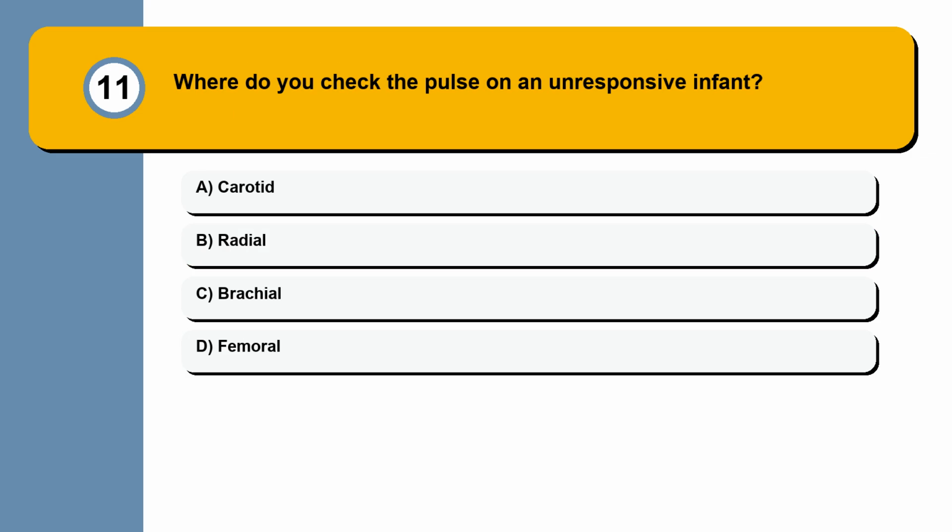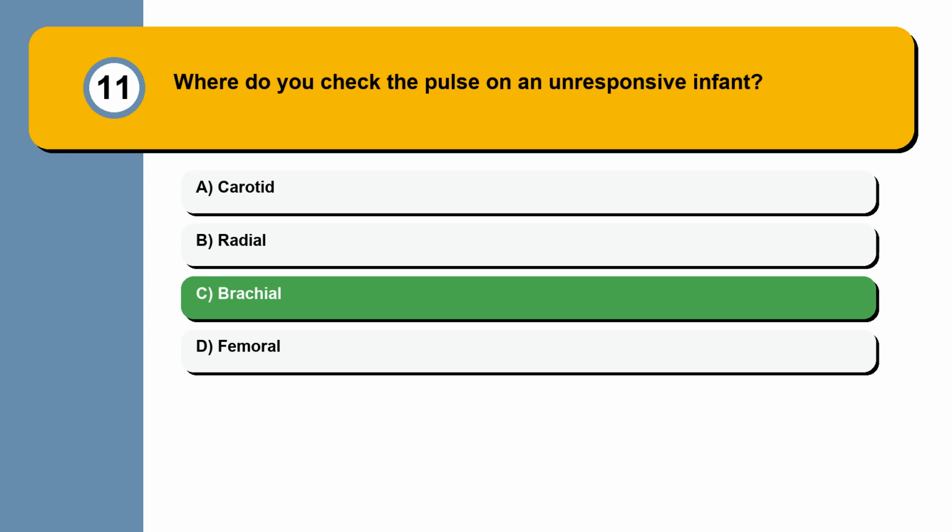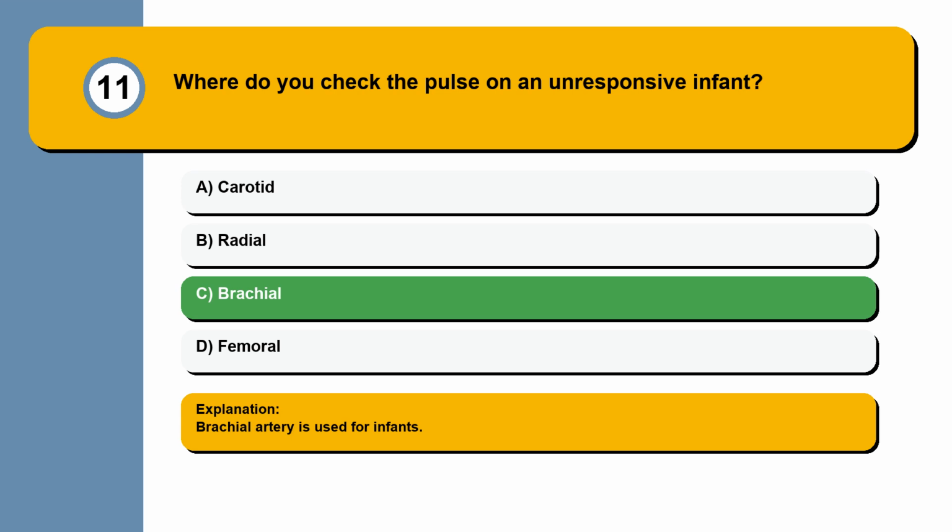Question 11. Where do you check the pulse on an unresponsive infant? Carotid, radial, brachial, or femoral? The brachial artery is used for infants.